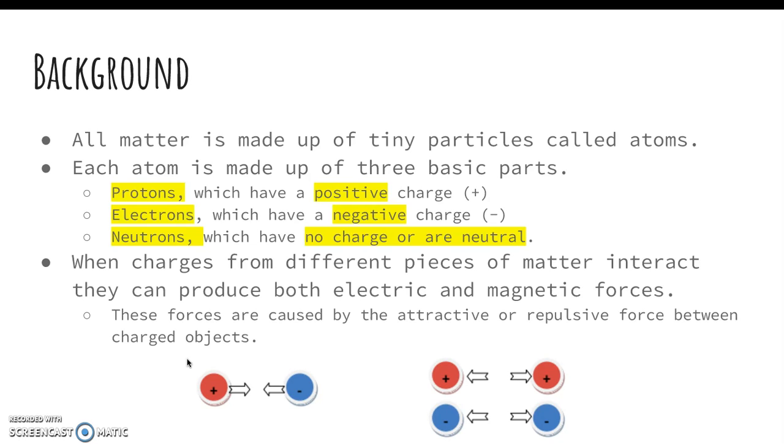When charges from different pieces of matter interact, they can produce both electric and magnetic forces. These forces are caused by the attraction or repulsive force between charged objects. Like charges will repel, and unlike charges will attract. Take a second to draw the image on the slide into your notes.